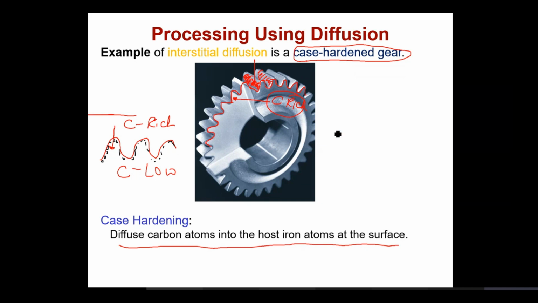And you already know that if you have interstitial atoms present within iron, it would create lattice strain. And that strain is basically a strengthening mechanism. So the surface would become harder as compared to the material which is much below, within the bulk of the material.